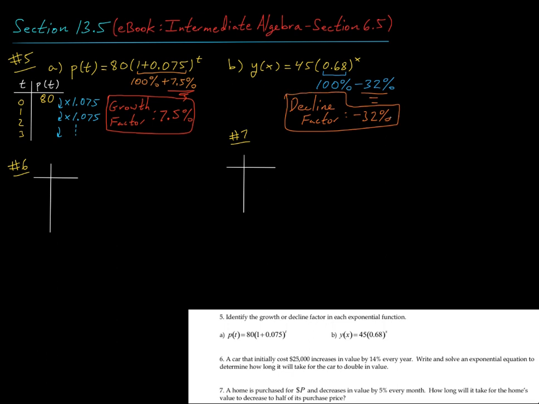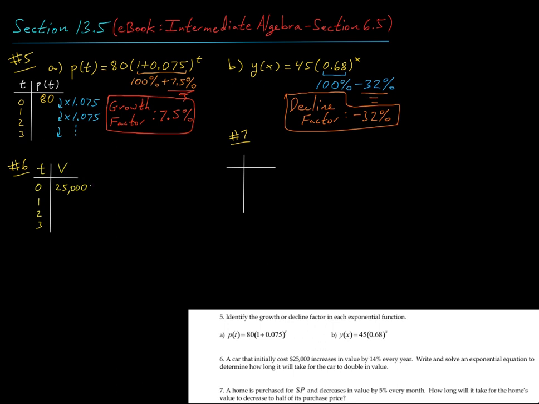Okay. 6, a car that initially cost $25,000 increases in value by 14% every year. Write and solve an exponential equation to determine how long it'll take for the car to double in value. All right, so much like what we were doing up here, if I'm thinking this is time and this is, say, value of the car, well, right at the beginning when t is 0, the value is 25,000. And now, from year to year, we're told that we have a value that increases by 14%.